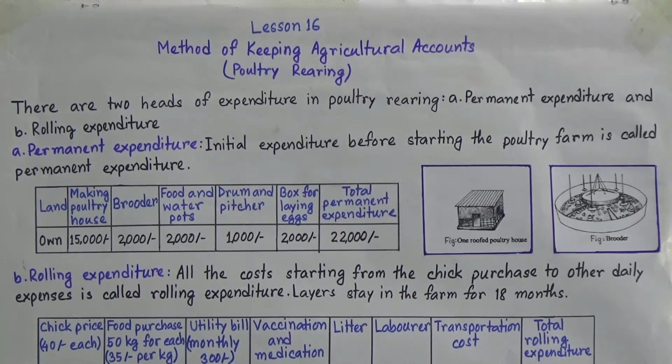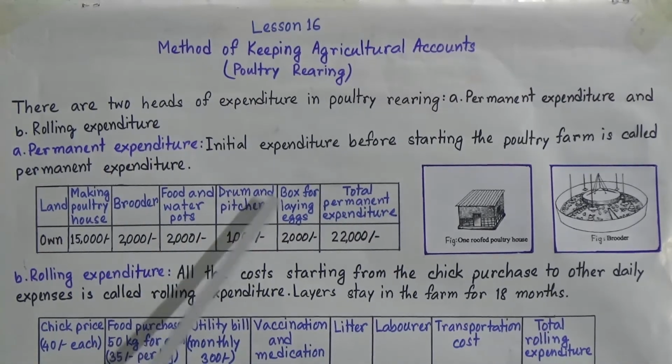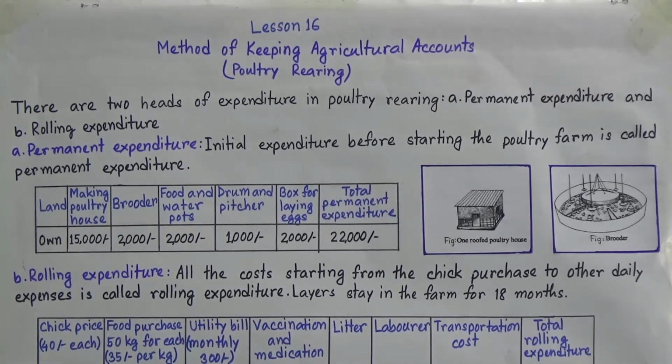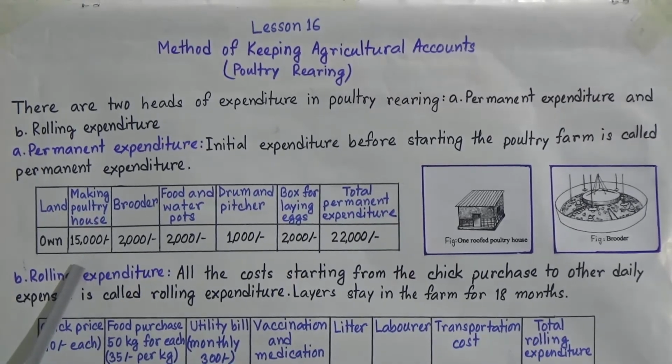And now look, my dear students, there is a table to help you calculate the permanent expenditure. And what will you include here? Land, making poultry house, brooder, food and water pots, drum and pitcher, box for laying eggs, and total permanent expenditure. If we have our own land, we don't need to add the land value. But if you need to buy the land, we will add the land value here also. So except land value, for making the poultry house we need 50,000 taka. It might increase or it can be less. It is an example.